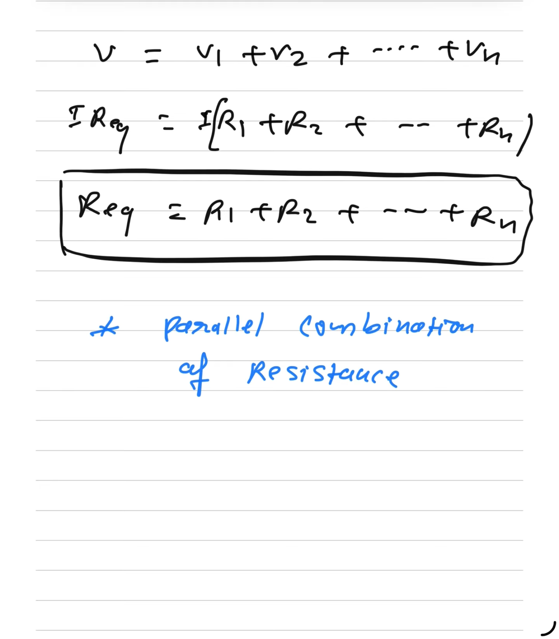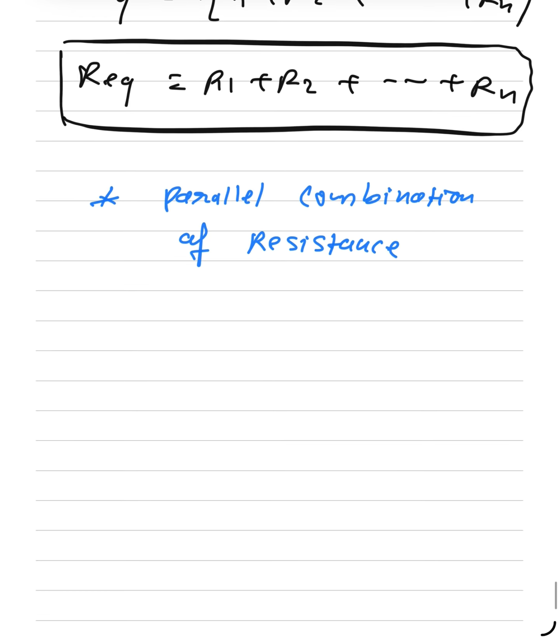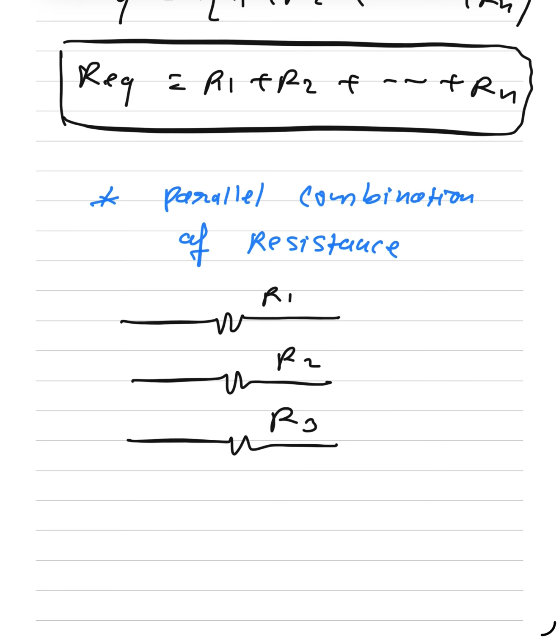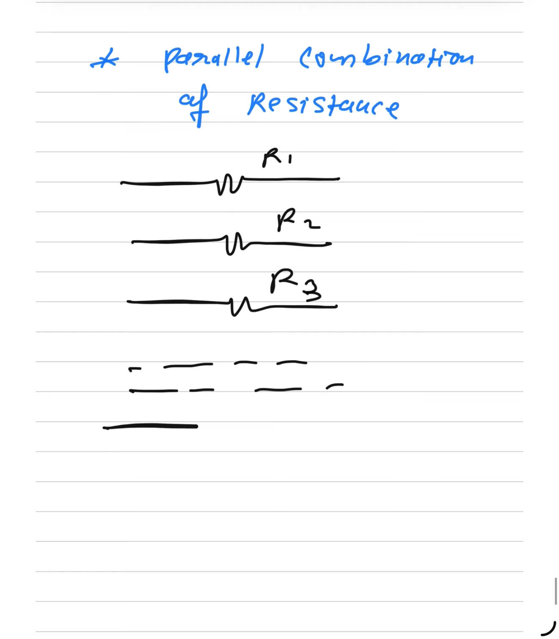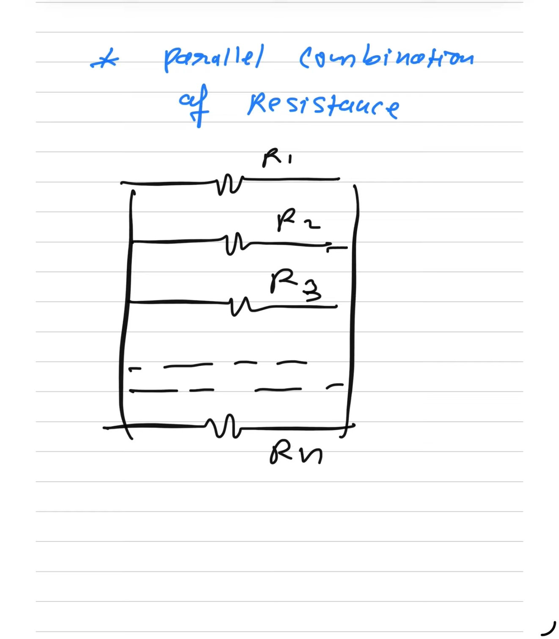Using the circuit diagram of the resistances, suppose that this is a resistance R1 and this is a resistance R2 and R3, and similarly n resistances can be connected like this. This is the Rn resistance. All resistances are connected to the battery and also parallel to each other like this.